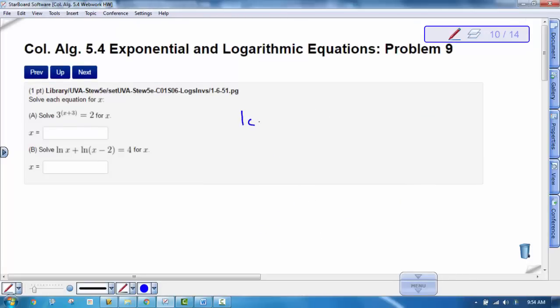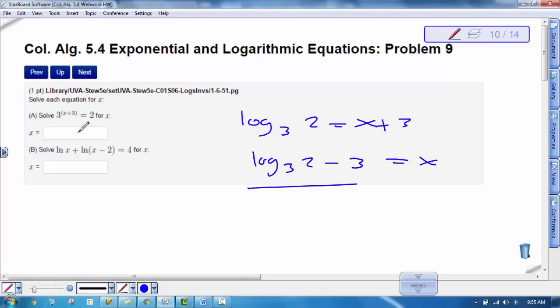Okay, the next problem I'm going to change into log form. So it would be log base 3 of 2 equals x plus 3. So I changed it into log form, and then you can solve this by subtracting 3. So it's log base 3 of 2 and then subtract 3. So there's my answer. I can do that as a decimal and enter that in, or enter it in like it is.